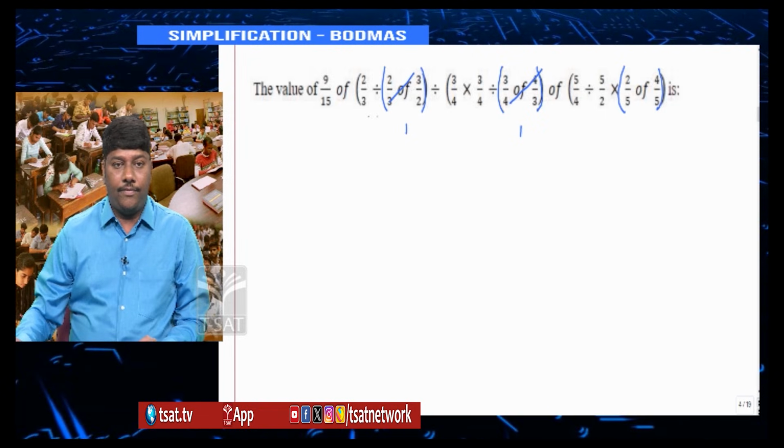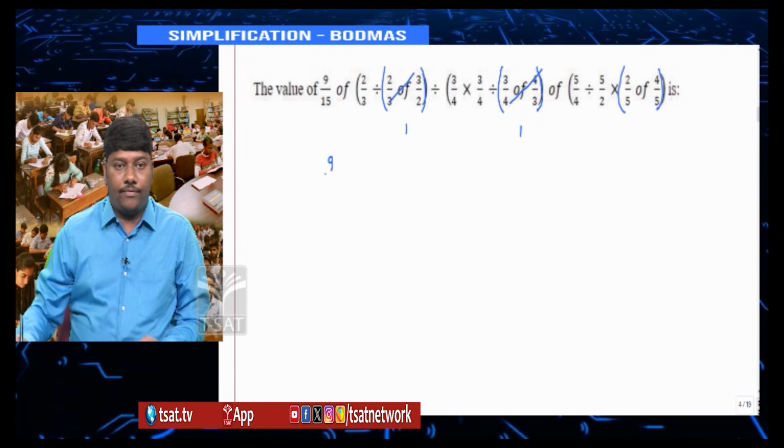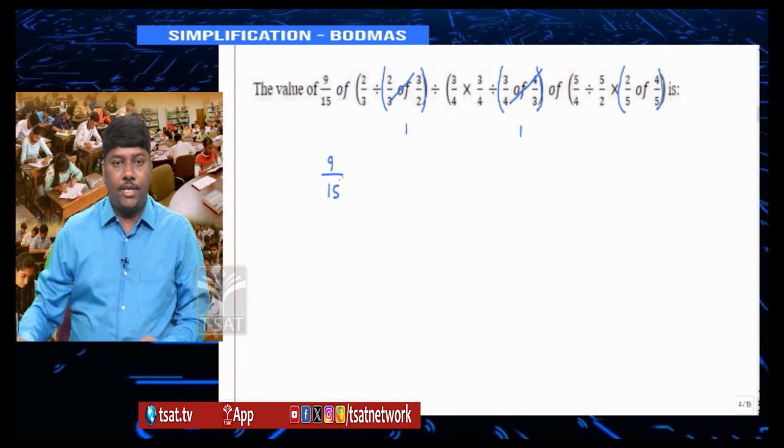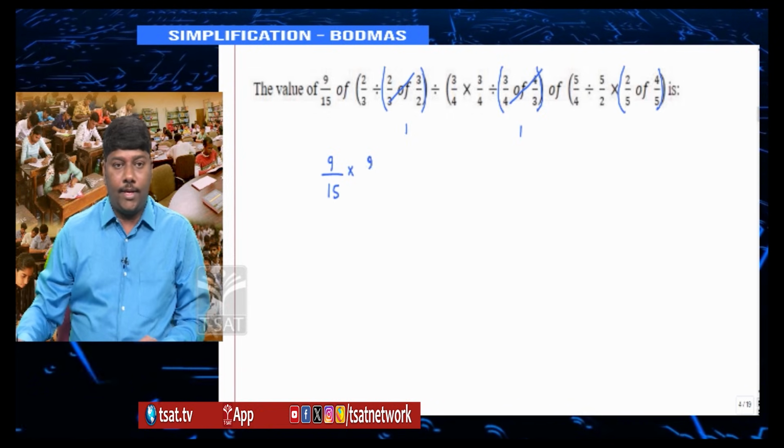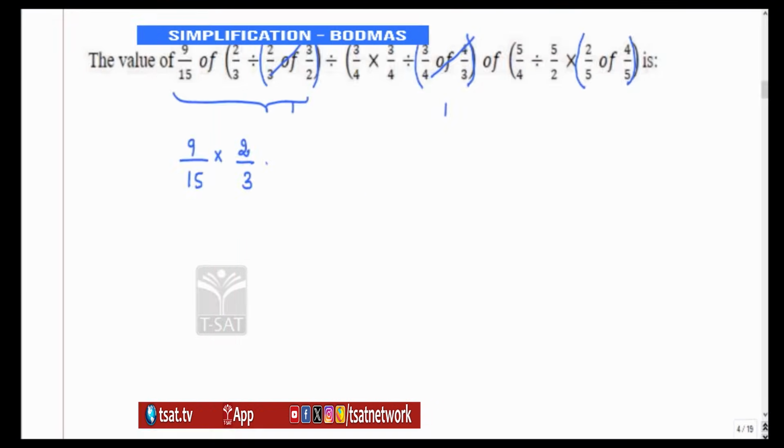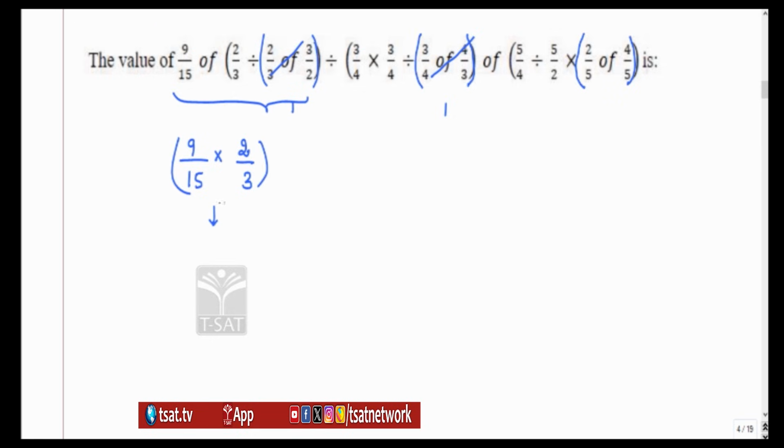First simplify inside the braces. 9 by 15. Of means into 2 by 3. This one is done. Further you simplify it to make it simple. 3 1s, 3 3s, 3 1s, 3 5s. So this we got as 2 by 5. Then you have division. First half comes. Therefore, solve this. Of means simply into.